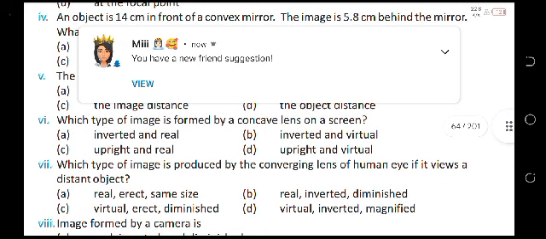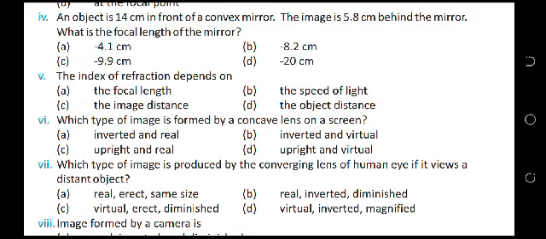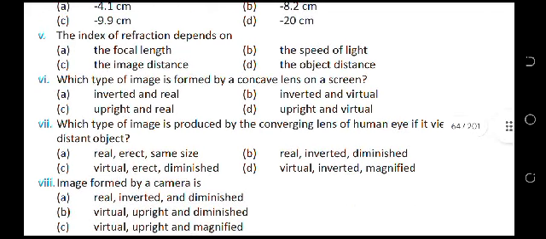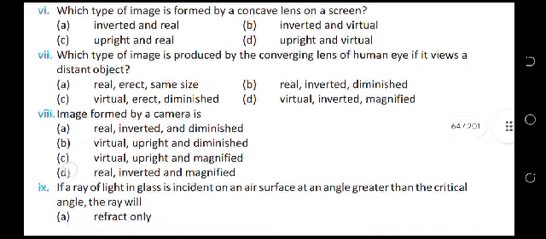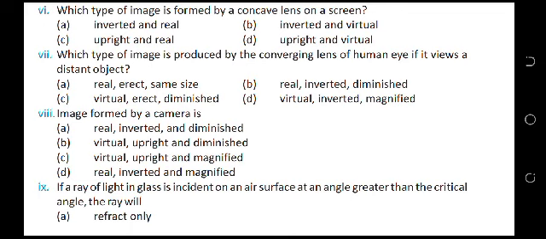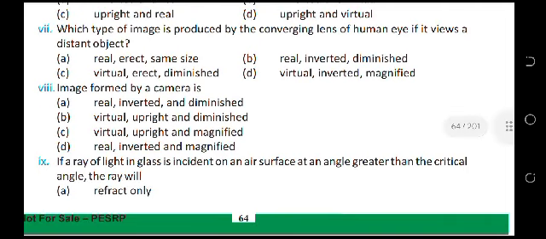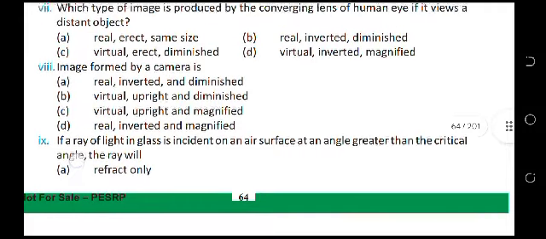The index of refraction depends on the focal length, the speed of light, the image distance, the object distance. Which type of image is formed by a concave lens on a screen? Inverted and real, inverted and virtual, upright and real, upright and virtual. Which type of image is produced by the converging lens of the human eye if it views a distant object? Real, erect, same size; real, inverted, diminished; virtual, erect, diminished; virtual, inverted, magnified.